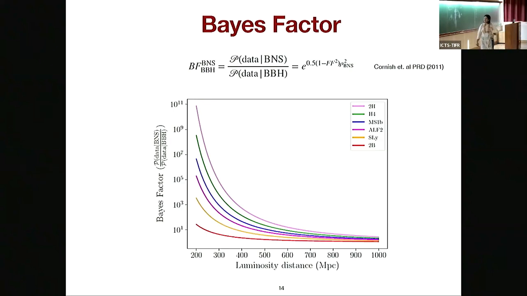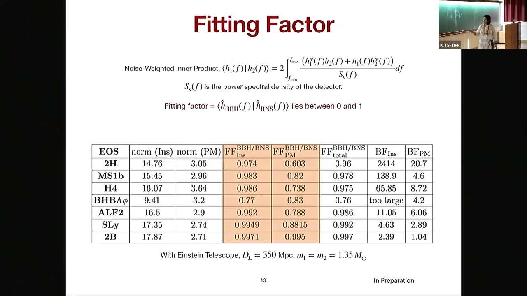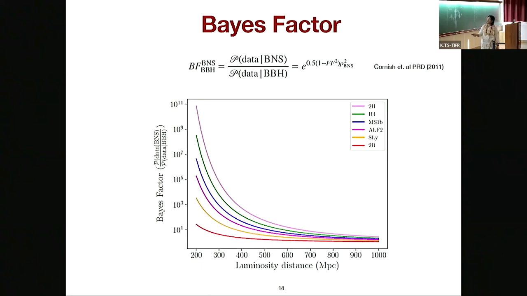So what we see in this plot is the x-axis is just the luminosity distance, like how far the event is happening, and the y-axis is the Bayes factor, that given the event, what is the probability that it is a binary neutron star or a binary black hole. So as you can see, in the low luminosity distance part, the 2H equation of states is doing best. Any Bayesian evidence which is greater than 31 on the Jeffreys scale, we call it the strongest evidence, but we take it as 100.